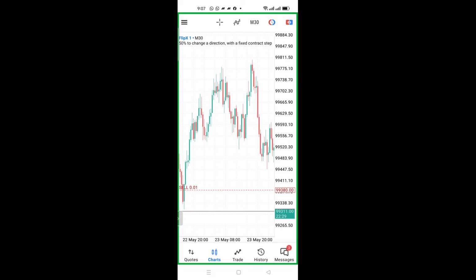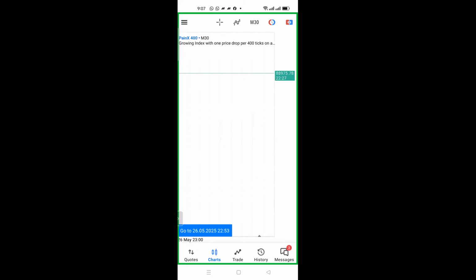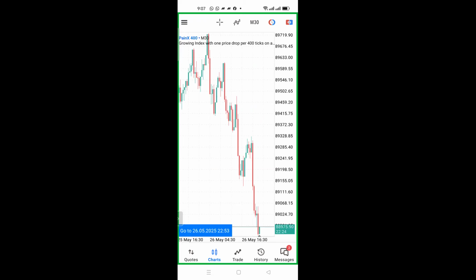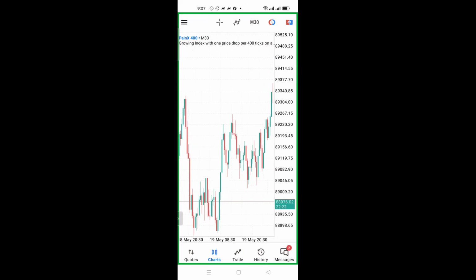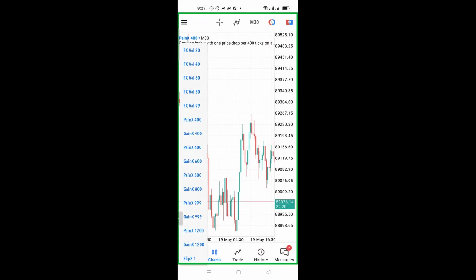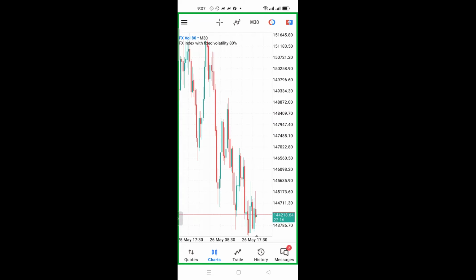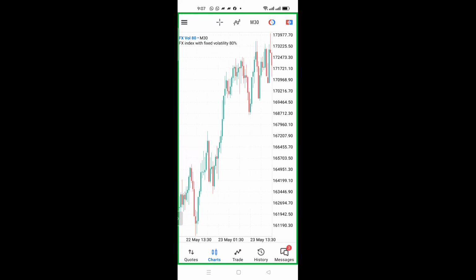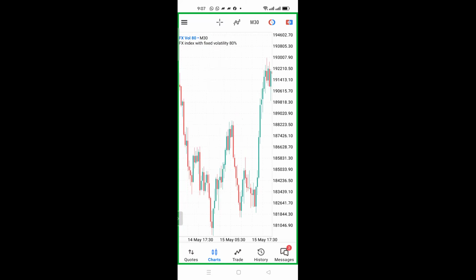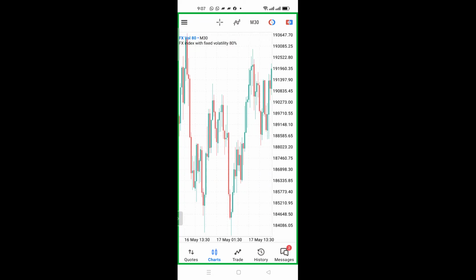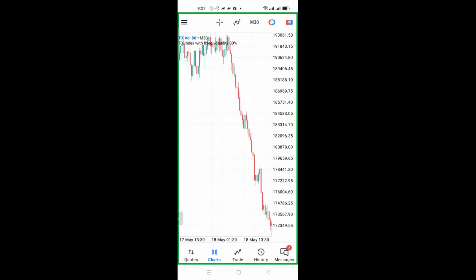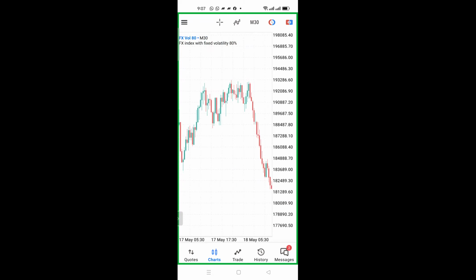Even if I change assets and go to like Pin 400, there's no marking. I go anywhere now, I won't see anything. Why? Because I have deleted all the objects on my chart. Okay, so we've taken care of trend line. So now let's look at how to take care of support and resistance.